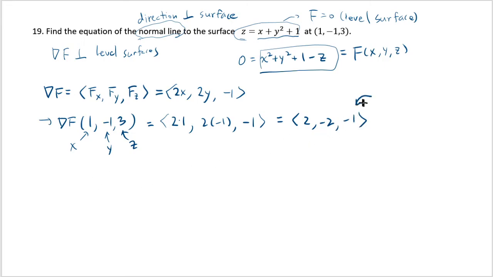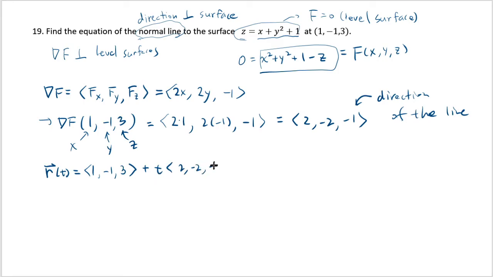That's our direction of the line, because the line is normal to the surface. See, this vector is normal to the surface, and therefore to make the line normal to the surface, I need this to be our direction. So that means our line equation should start at (1, -1, 3), and then you should multiply by t the direction vector (2, -2, -1), and that's it. So this will be a line equation whose direction is (2, -2, -1).